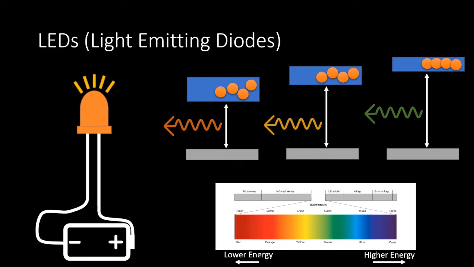Now what happens when we cool down the LED? When we cool down the LED, we also cool down all of the electrons within the LED. Because the electrons are colder, this gap actually increases. Because this gap increases, the color of the LED will shift towards the blue as we cool it down.